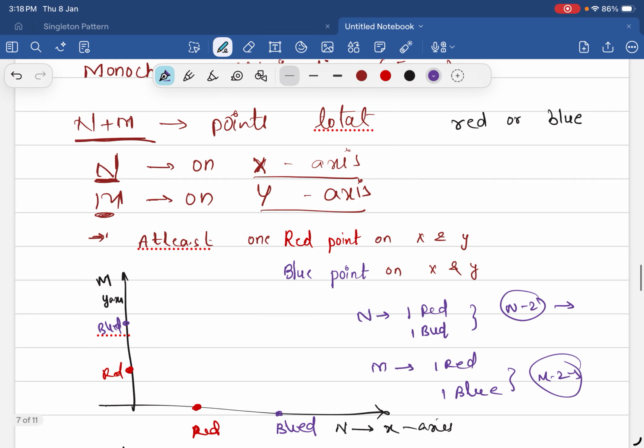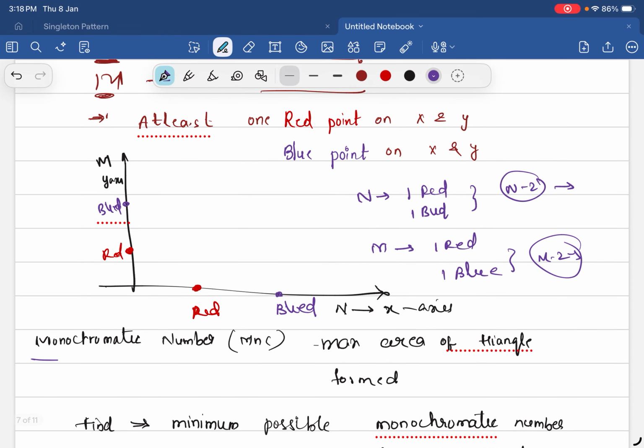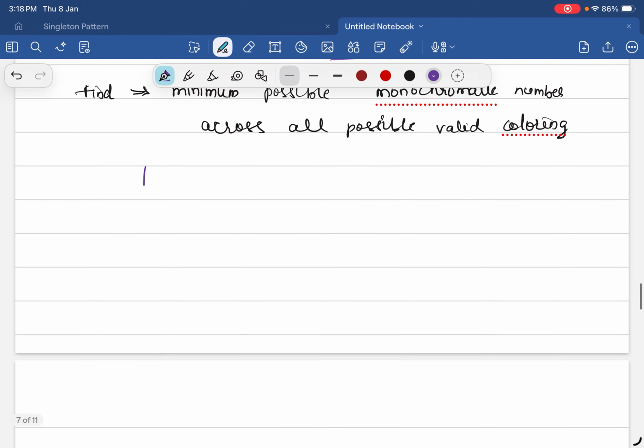Okay, now keeping these things in mind, we need to find a monochromatic number. What is a monochromatic number? A monochromatic number is nothing but the maximum area that will be formed by selecting any three points of the same color on this coordinate plane. So let's say we have a coordinate plane. Now we need to select 3 points on this coordinate plane.